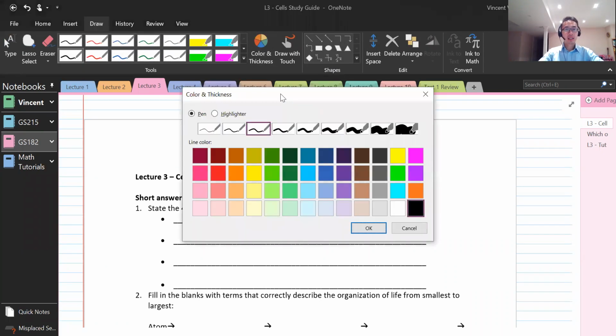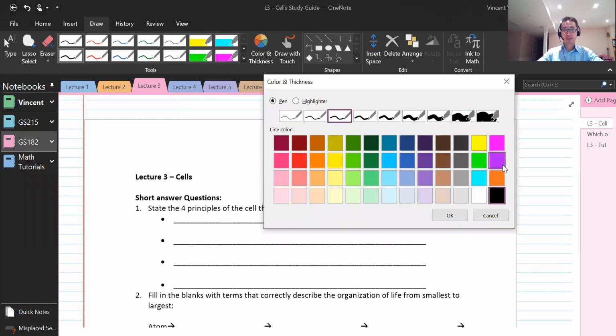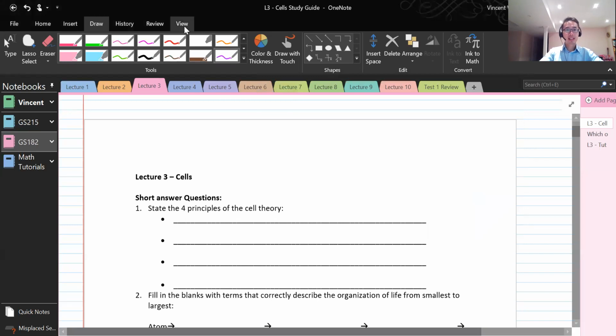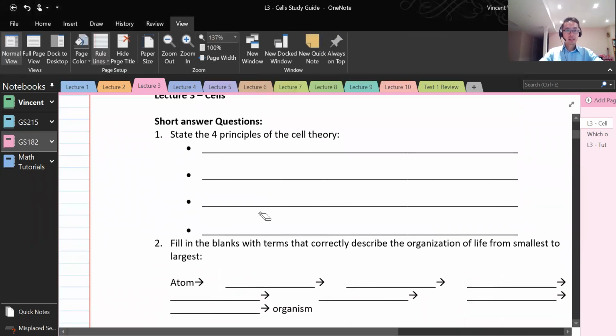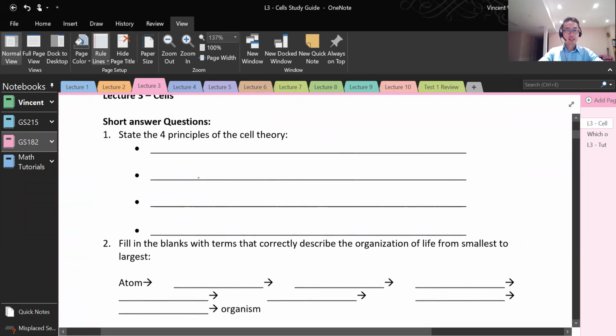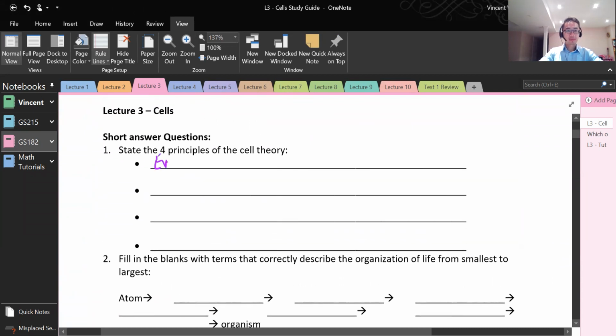State the 4 principles of the cell theory. So let's write that down. The first one states that every living organism consists of one or more cells.